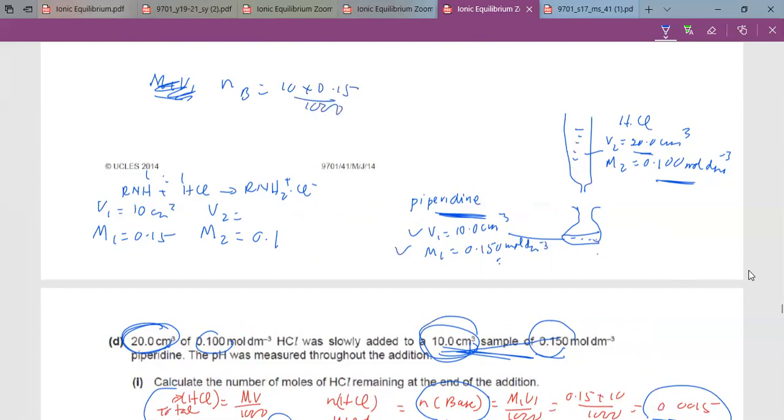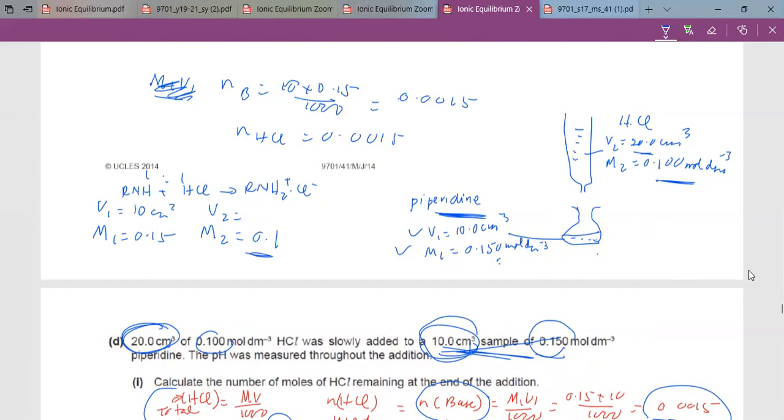So how much is that? Times 10 here, so it's 0.0015. Now the number of moles of acid is the same, 0.0015. So this is the number of moles of acid. So what is the volume used?